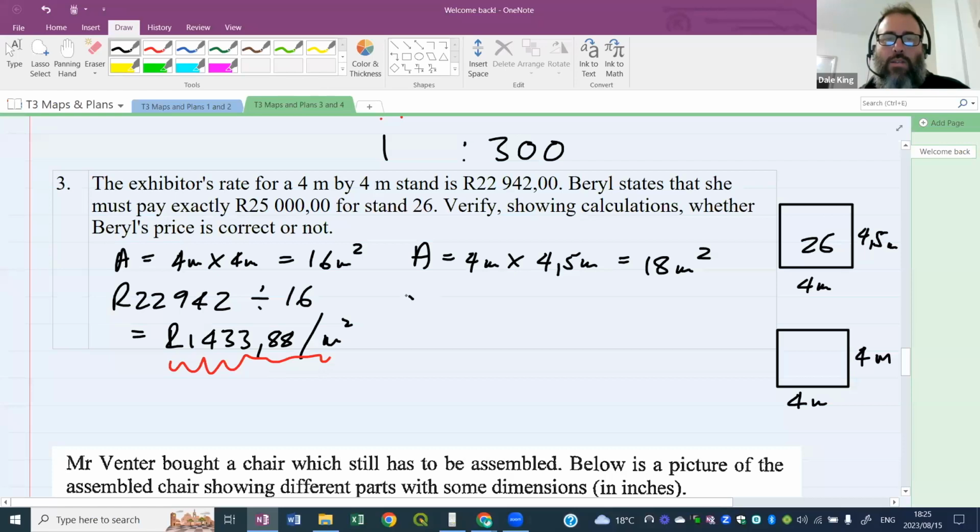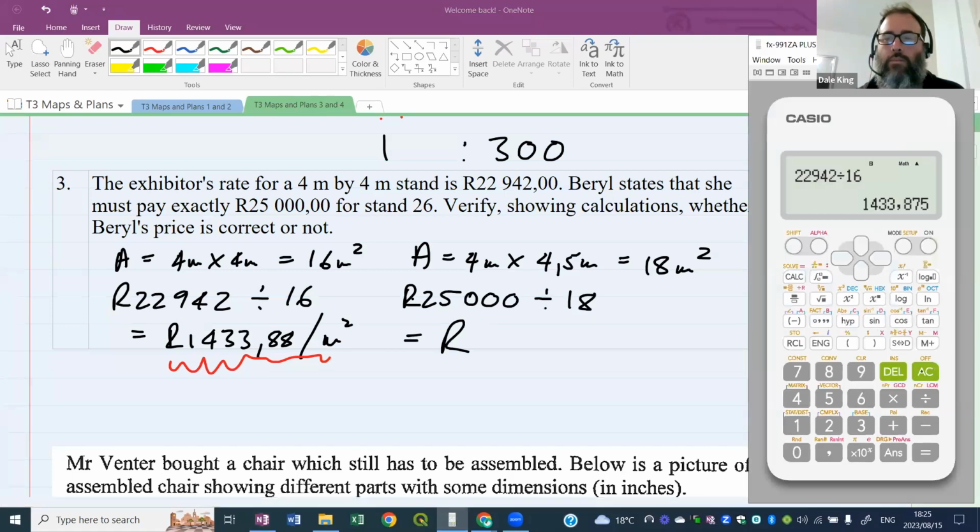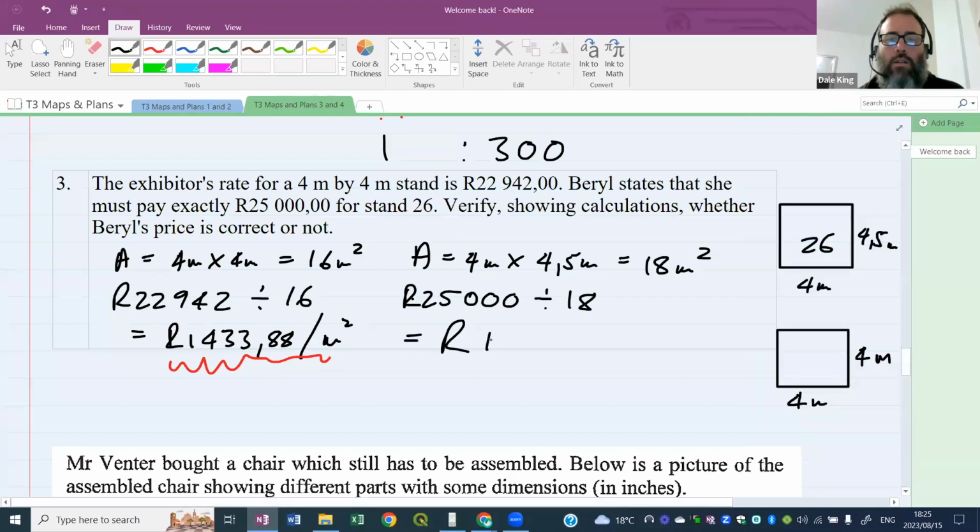All right. So we can apply the same thing. So we can say take Beryl's rand value, which is 25,000, and divide that by 18 and see what she gets. It's 1,388,89. Well, it sounds like it's not the same. All right, so this is what Beryl's getting per square meter.